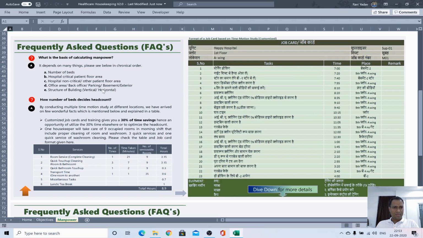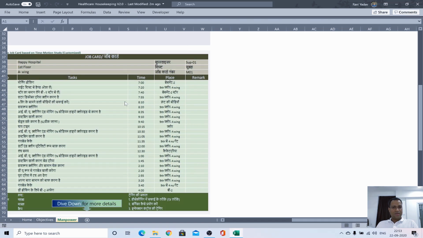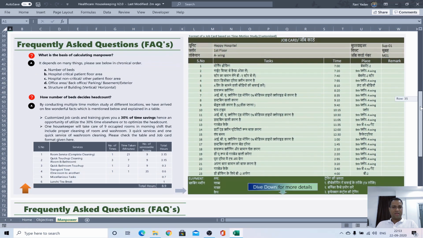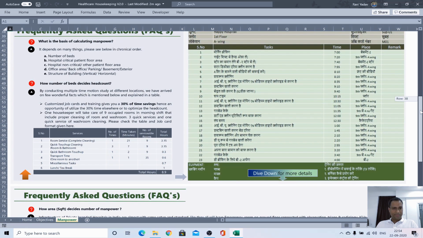The structure of the building is also very important. Some hospitals are horizontal, whereas most hospitals in metro cities in India are vertical. If you have a vertical structure, the chances are high that you can optimize more manpower, because manpower can cover 2-3 floors in a shift, whereas with a horizontal floor structure, a lot of time is consumed in transportation. If you see the details, to optimize, the first thing you need is to manage the time of your people.